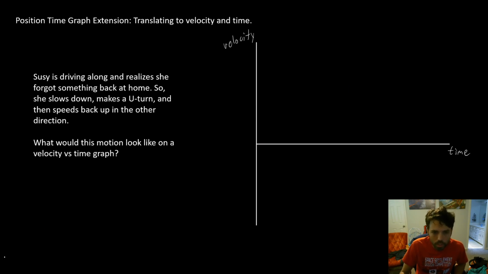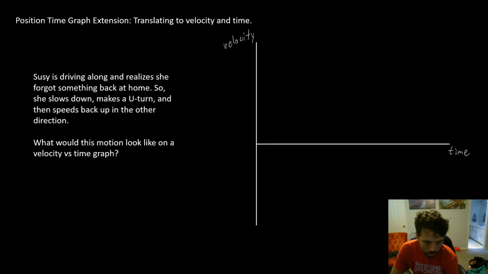Let's look at one more question here. What if we wanted to take this information and turn it into a velocity time graph, which is something we have not covered yet, but we will cover it. We're just kind of doing a look ahead into some other things we'll be doing later on in the year, later on in the next few weeks. So Susie's driving along and realizes she forgot something back at home, so she slows down, makes a U-turn, and speeds back up in the other direction. What would this motion look like on a velocity versus time graph?